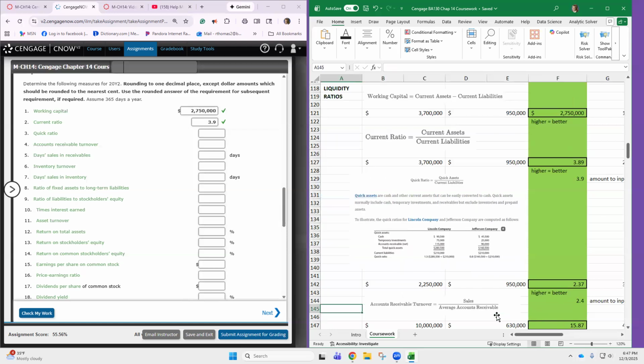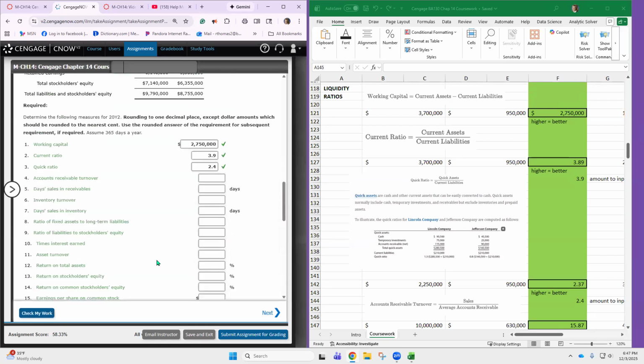Okay, the next one is accounts receivable turnover. So the next four go together. The next four go together. By the way, I want to double check my number, and I'm going to check every number after I get done with it.